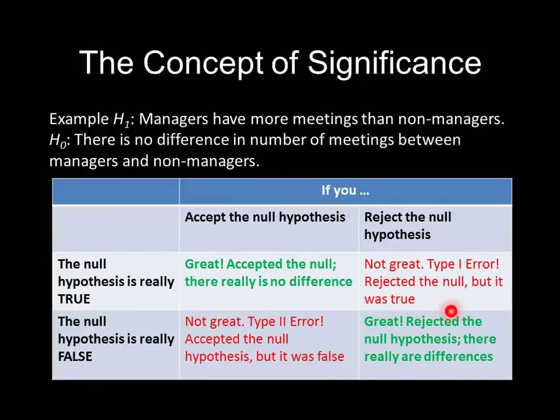Type 1. Now, a type 2 error, that would occur if we accept the null hypothesis. We say there is no difference in the number of meetings between managers and non-managers, but it's really false. That's not great. And finally, when we reject the null hypothesis and say that managers do have more meetings than non-managers, and there really are differences, that is another good situation.